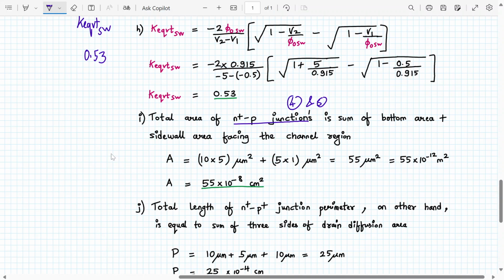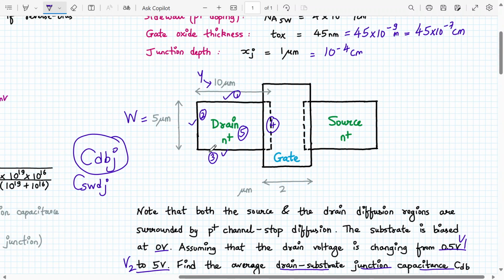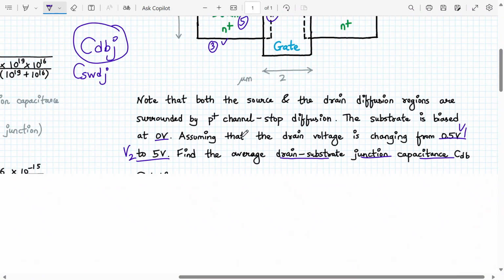4 and 5, that means this. So if you have, let me go back over here. This is 1, 2 and 3 is sidewall capacitance. 4 and 5 is the bottom capacitance, right? So 4 and 5.